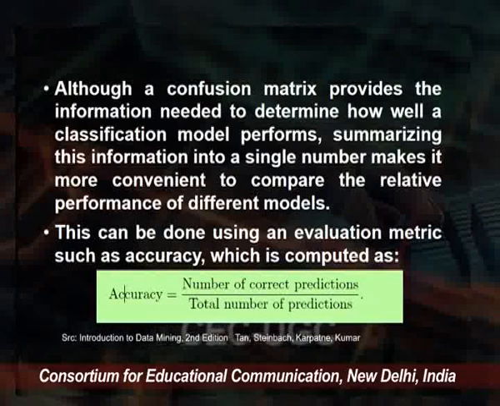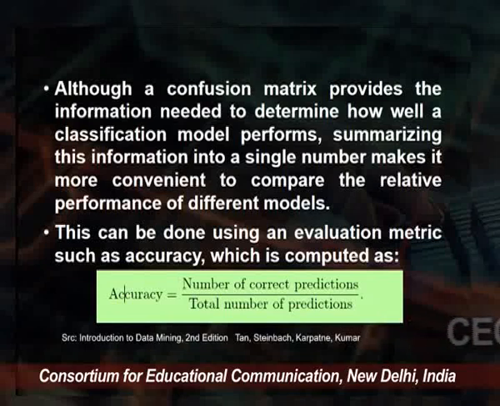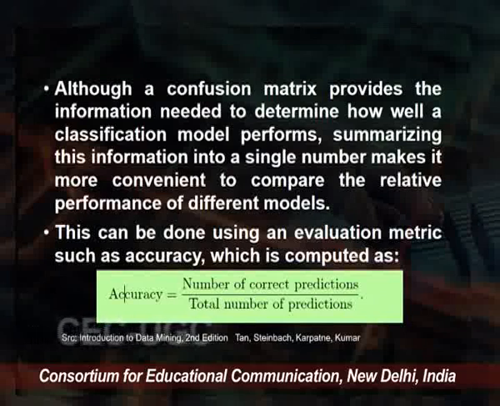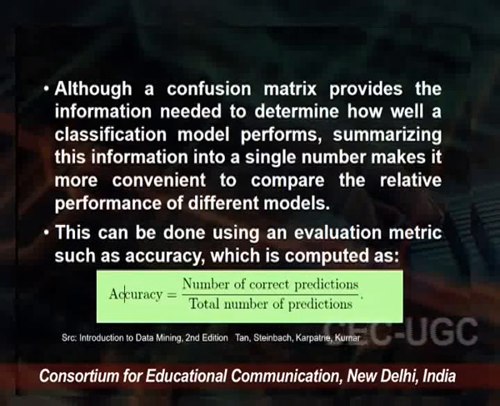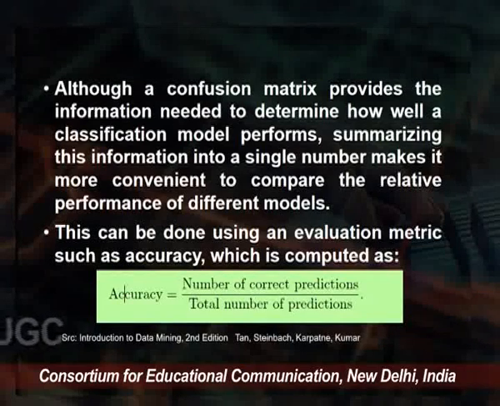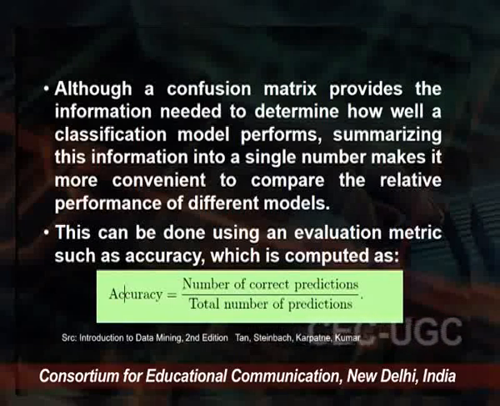If you summarize the information into a single number, then it will be more convenient to compare the relative performance of different models. Because we are going to develop different classification models, we want to compare the accuracy of different models. So how do we do it? We need to find an evaluation metric which is known as accuracy. And what is accuracy? How do we define accuracy?